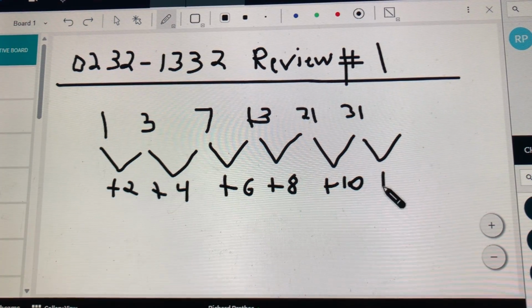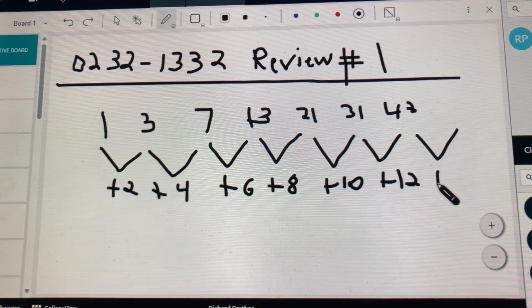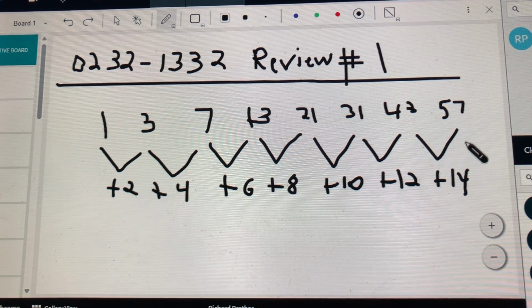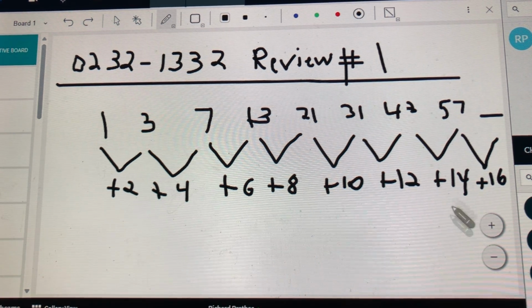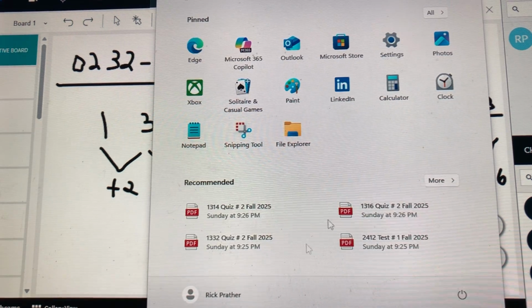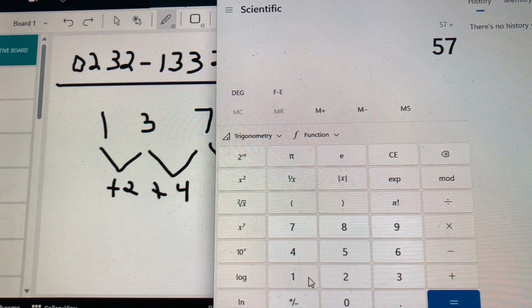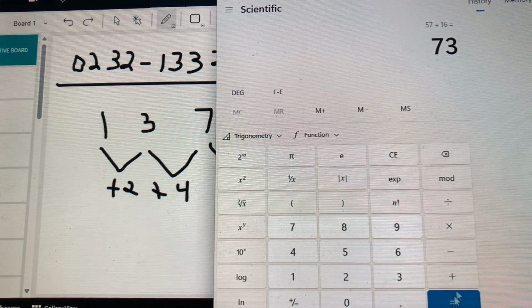Add 12, 43. Add 14 is 57. So if they want one more, then that's probably the homework answer, what's the next one. So if I add 16, I'll get the next one. 57 plus 16 is 73.